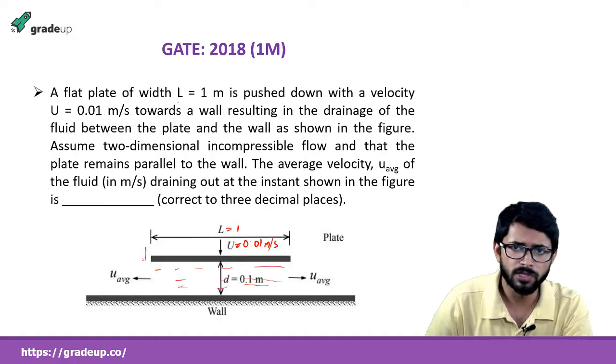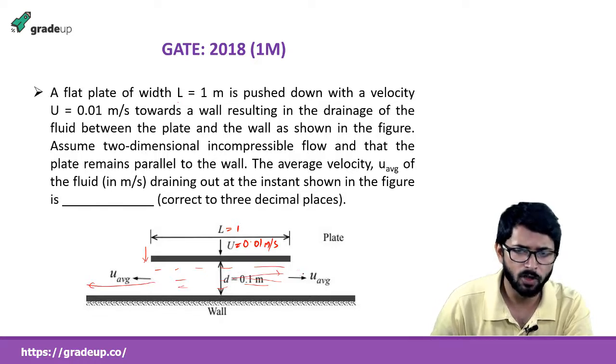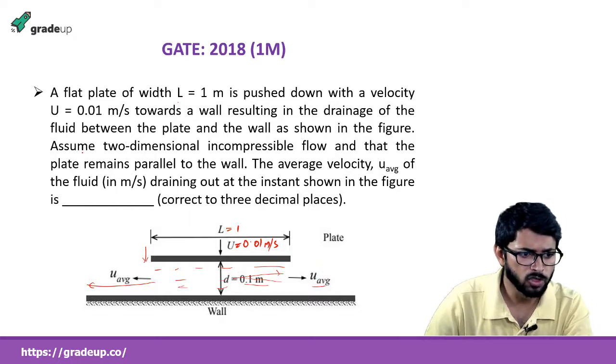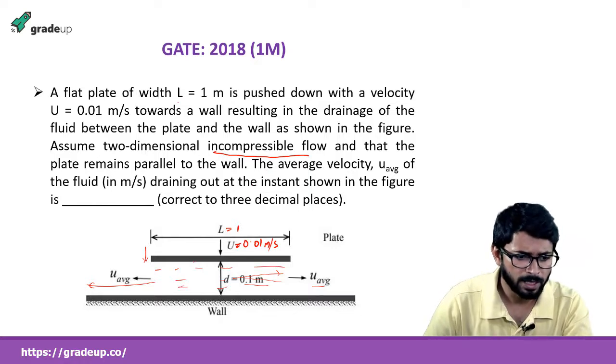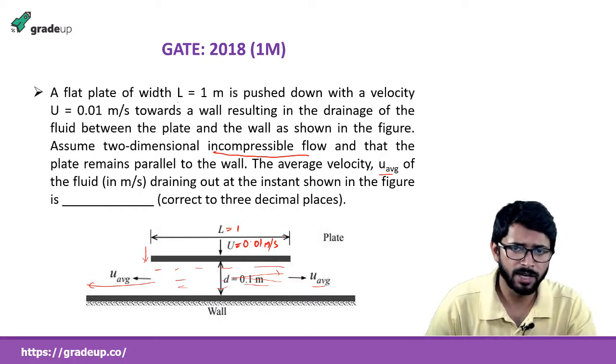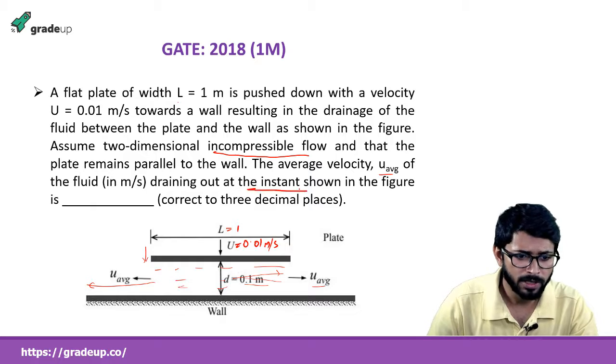When we push this plate downward, the fluid will go along the plate outside with some velocity. We take the average velocity as u average. So assume two-dimensional incompressible flow, and that the plate remains parallel to the wall. So this plate remains parallel and just moves downward, and we have to find the average velocity u average of the fluid draining out at that instant.